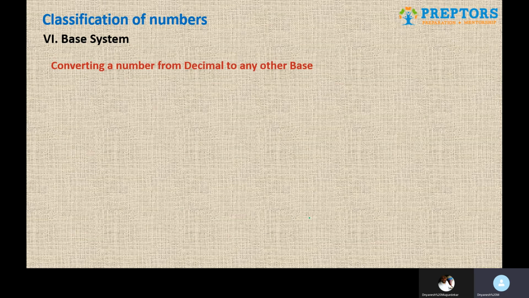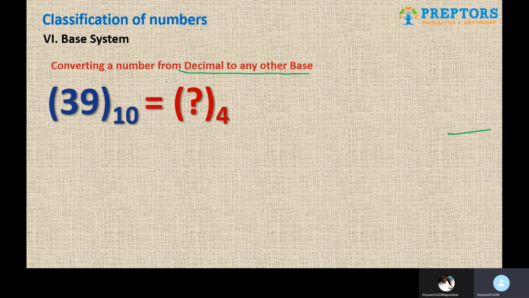The last variation that can be there is the exact reverse of the previous part, which is converting from decimal to any other base. Let's keep the example the same so that we can confirm the answer. So suppose 39 in base 10 is what in base 4. We know that the answer has to be 213, but let's see how we get this 213.